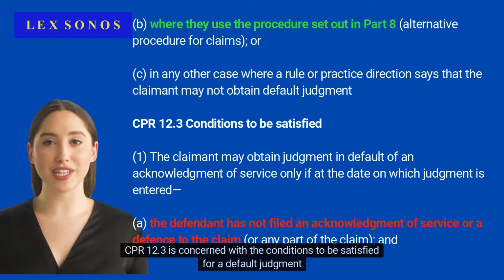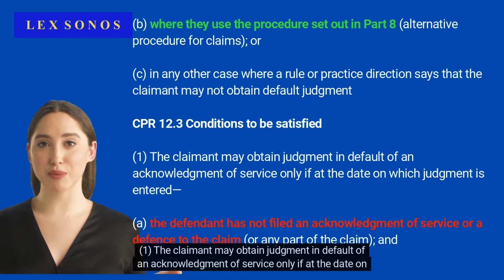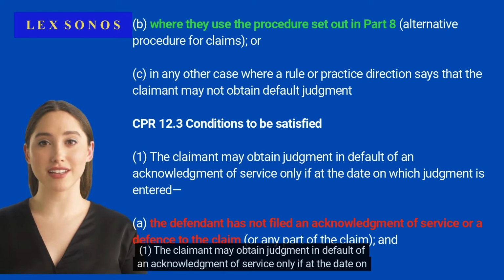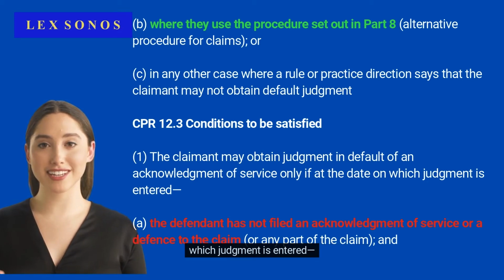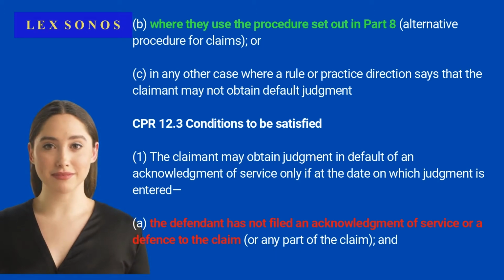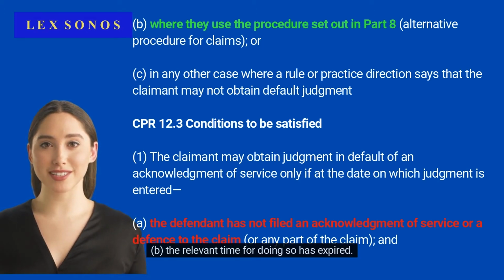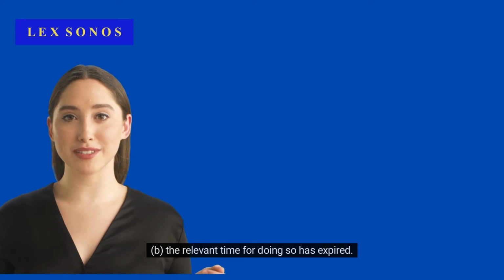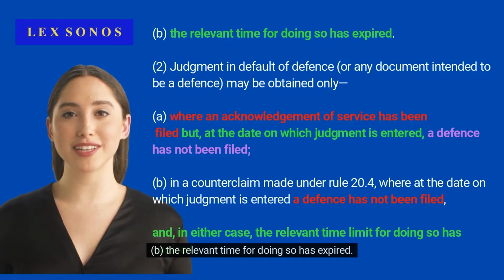CPR 12.3 is concerned with the conditions to be satisfied for a default judgment. 1. The claimant may obtain judgment in default of an acknowledgement of service only if at the date on which judgment is entered, (a) the defendant has not filed an acknowledgement of service or a defense to the claim, or any part of the claim, and (b) the relevant time for doing so has expired.